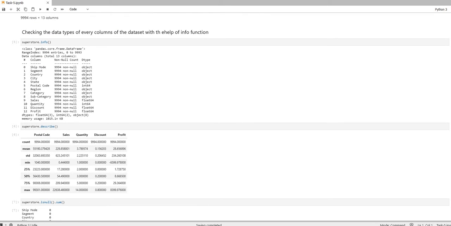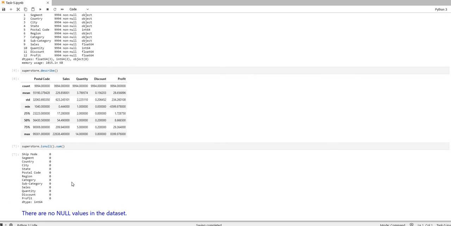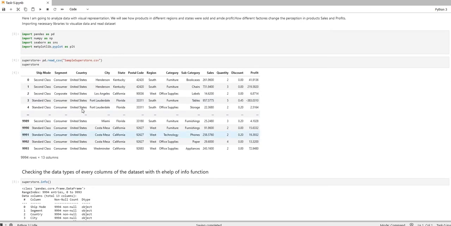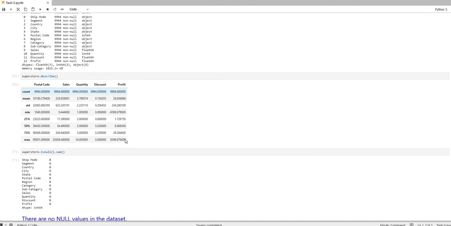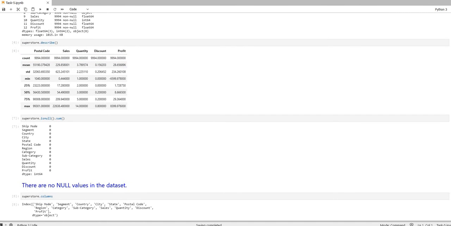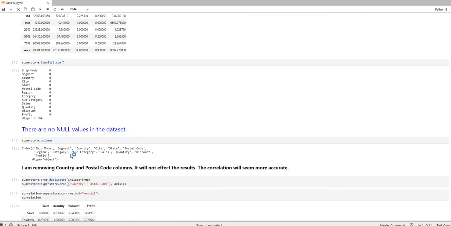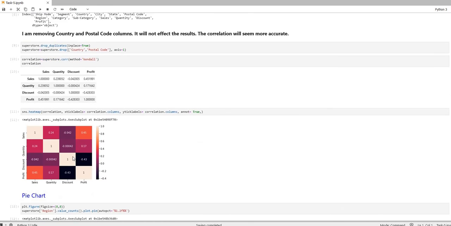Let's see if there are any null values. As we can see, there are no null values. If we look into the data, we can drop country and postal codes. It will have no effect on the analysis. Then I have correlated my data and displayed it on a heat map.